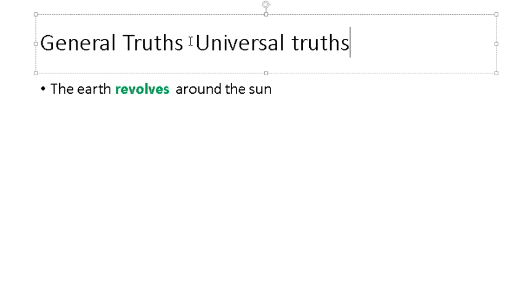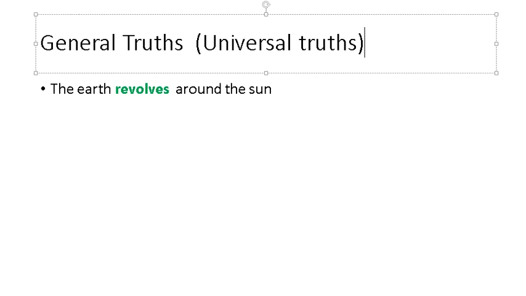So such kinds of statements are also stated in present indefinite tense, like the earth revolves around the sun, the sun sets in the west, 2 and 2 makes 4. So these are all universal truths, and that's why we use present indefinite tense for all of these universal truths. So this is now the second usage.